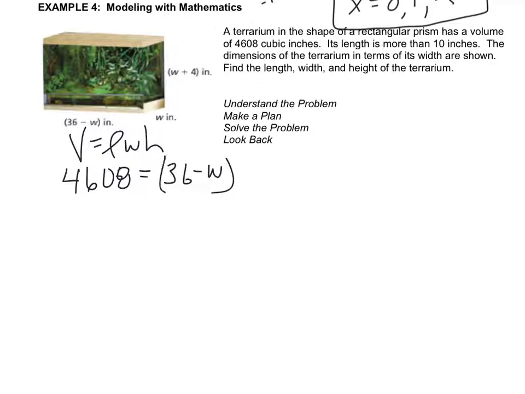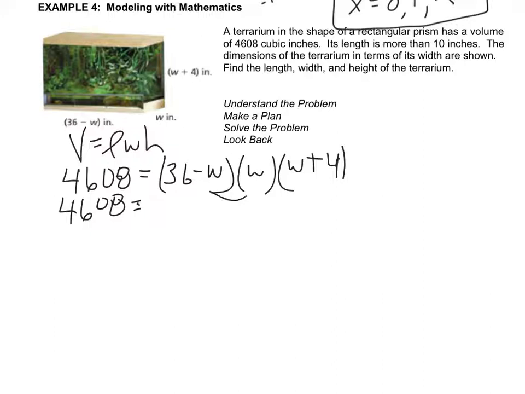So we know that the volume of a rectangular prism is length times width times height. So in this case, we have 4,608 is the volume. We have 36 minus w times w plus 4. So one of the things that we're going to have to do is get that 4,608 brought over to the right-hand side. So unfortunately, what we first have to do is build up that right-hand side and multiply all that stuff together.